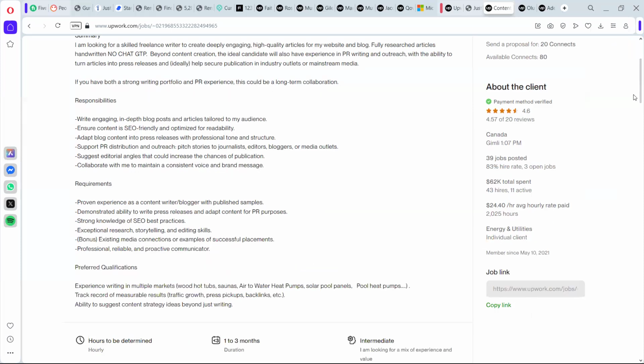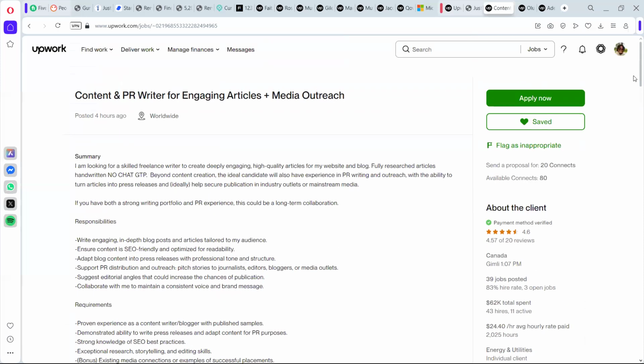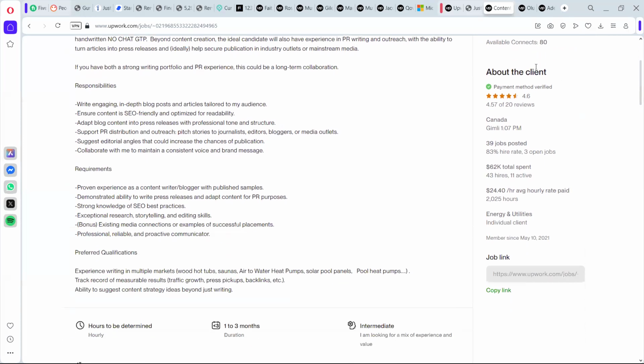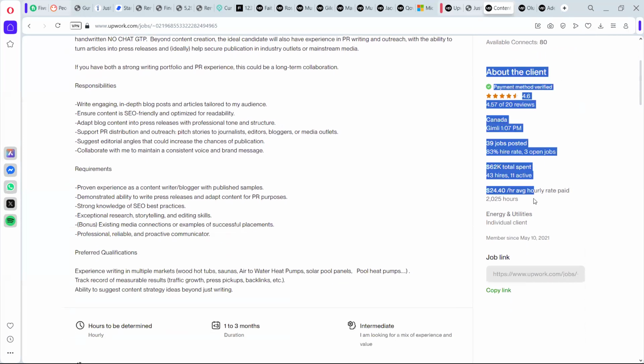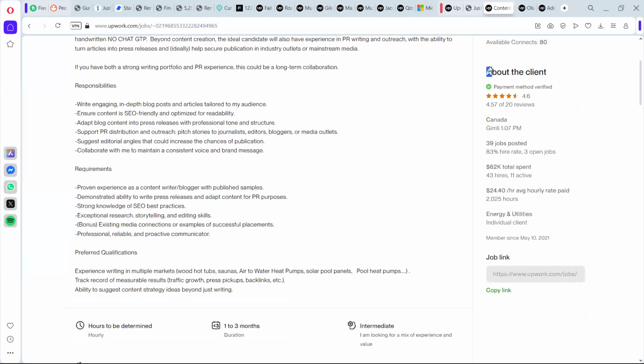Now, for every job you apply for, so this is just a job I clicked on, you would always see the client details here, highlighted in blue. And you must be able to interpret everything there because it tells you everything about the client. Now, starting with the reviews.